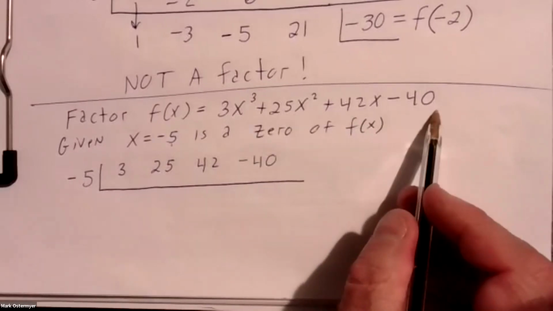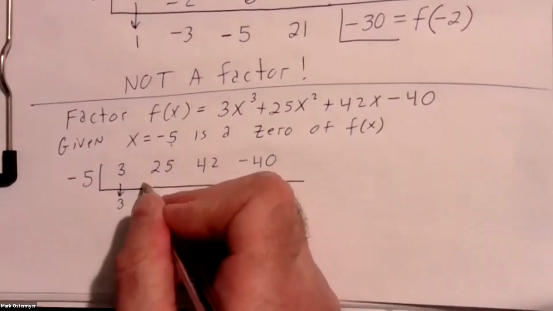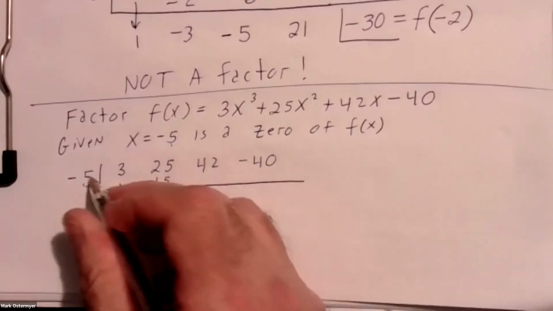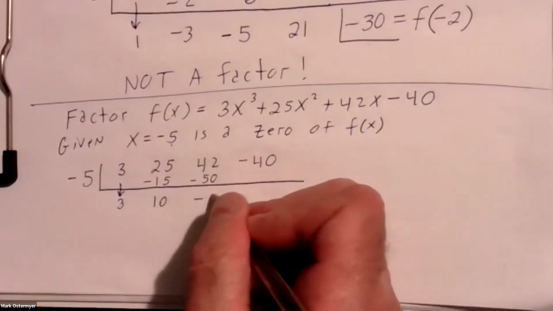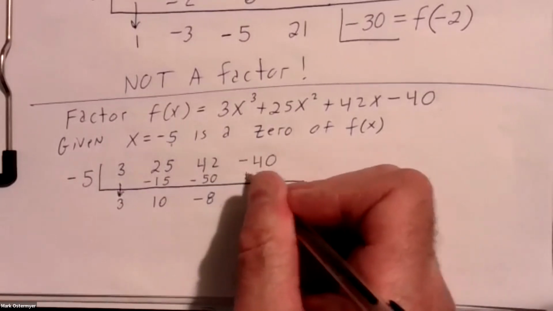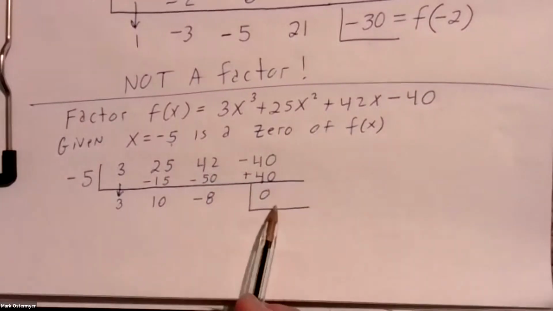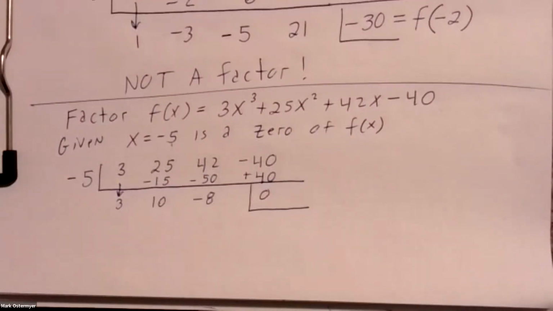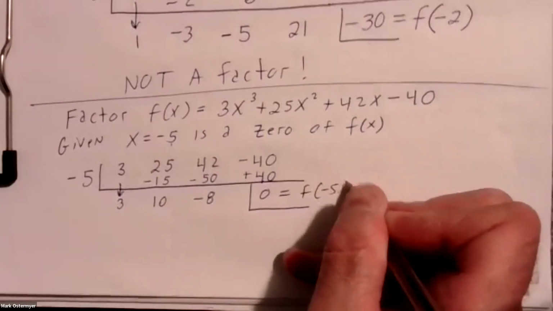Notice no placeholders necessary here. All right, here we go. -5 times 3 is -15. Add, you get 10. -5 times 10 is -50. Add, you get -8. -5 times -8 is 40. Add, and you do get what we expected, a 0 remainder. It has to be a 0 remainder because I told you this is a 0 of my polynomial function f of x, because this is equal to f of -5. It's a 0.